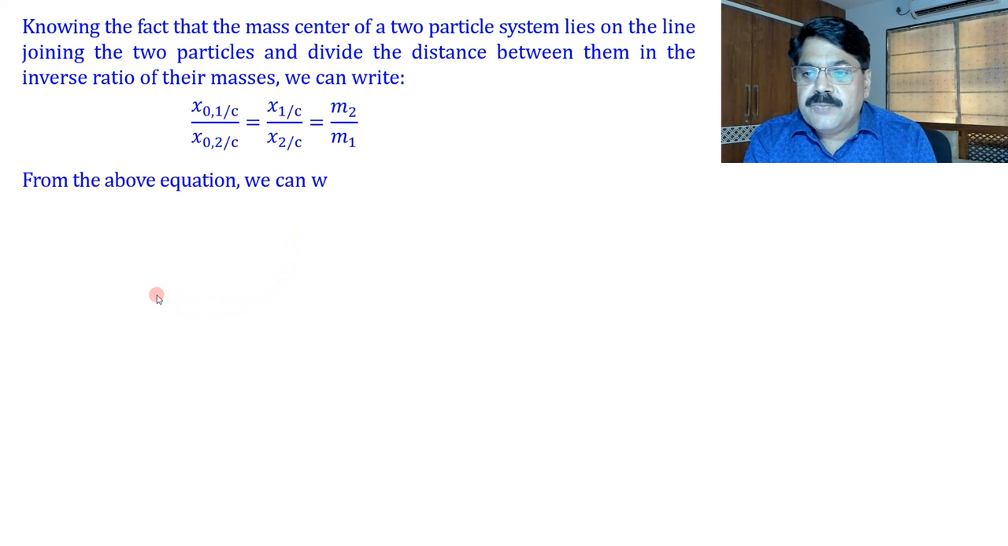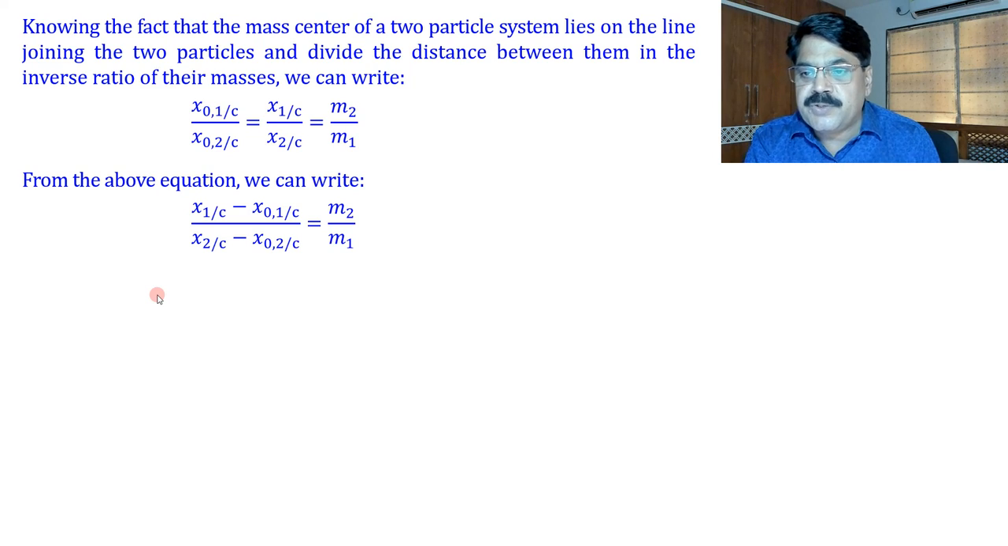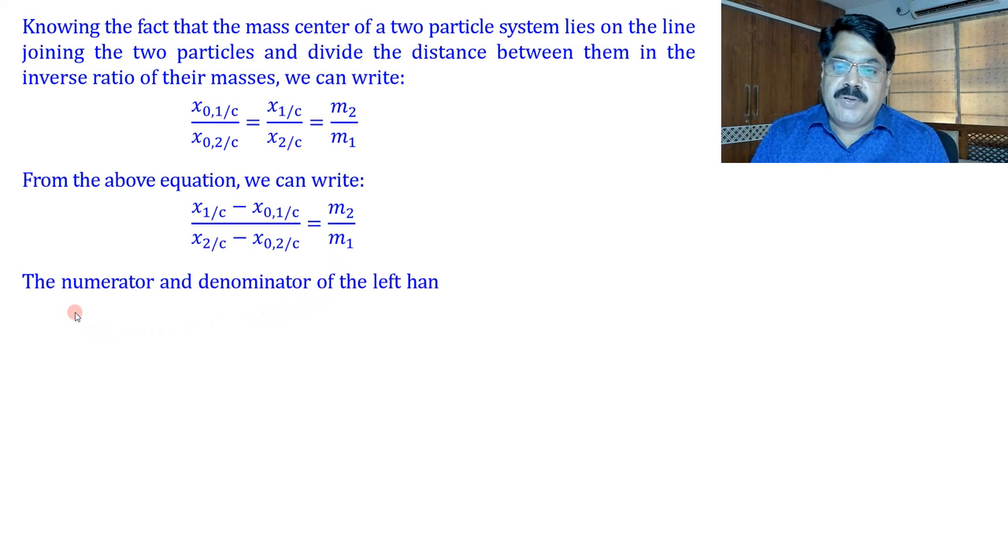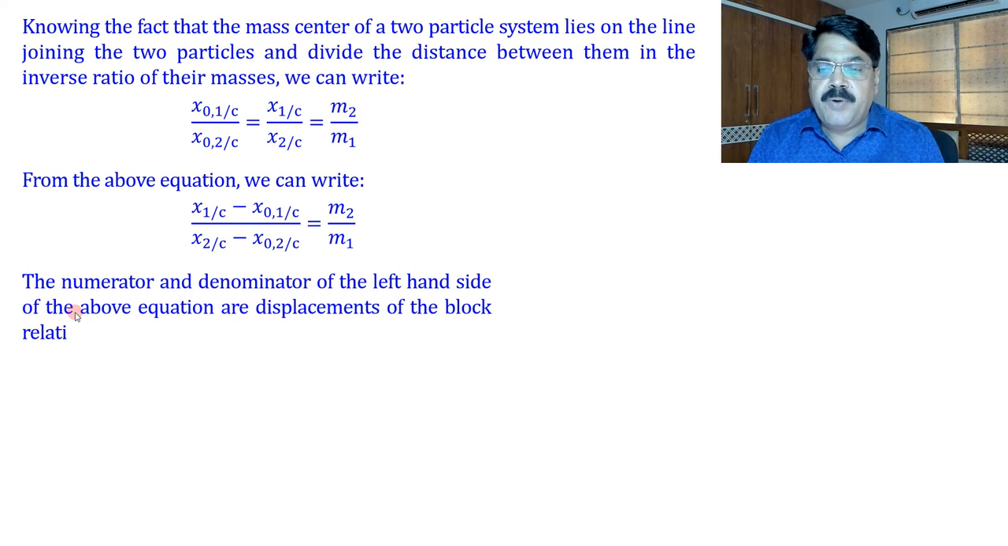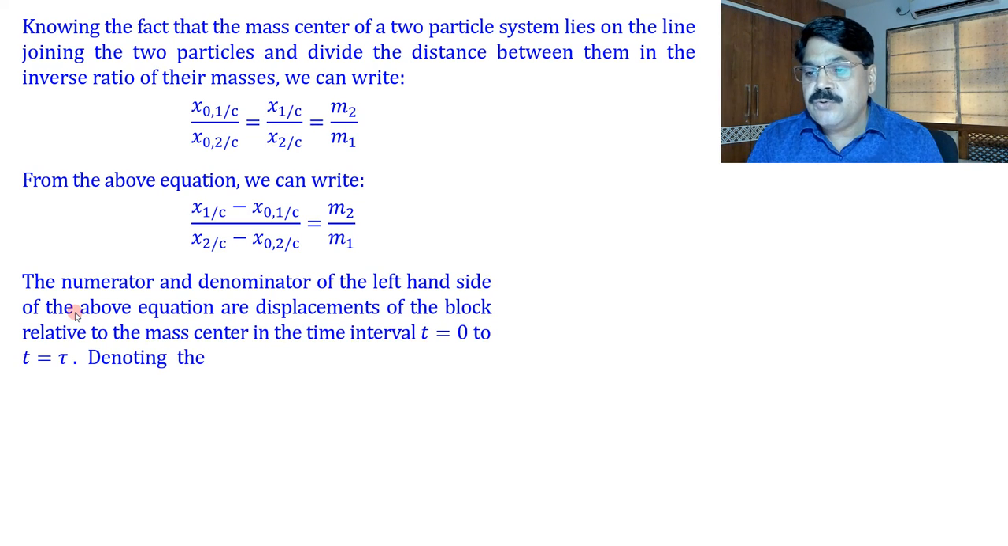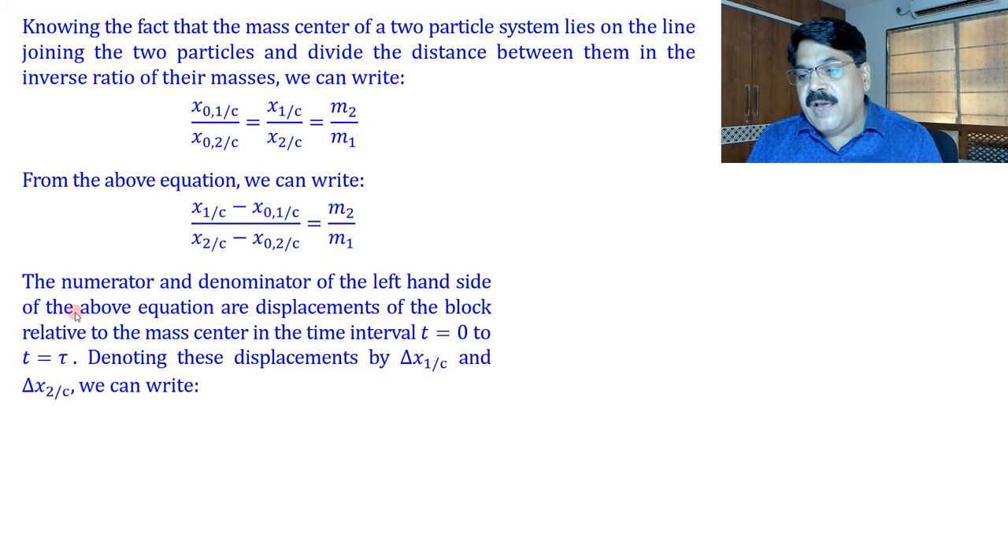So, from the above equation, we can write x1 with respect to c minus x01 with respect to c upon x2 with respect to c minus x02 with respect to c is equal to m2 by m1, and this will be delta x1 with respect to c upon delta x2 with respect to c. See here, the numerator and denominator of the left-hand side of the above equation are displacements of the blocks relative to the mass center in the time interval t equal to 0 to t equal to tau, denoting the displacements by delta x1 with respect to c and delta x2 with respect to c.